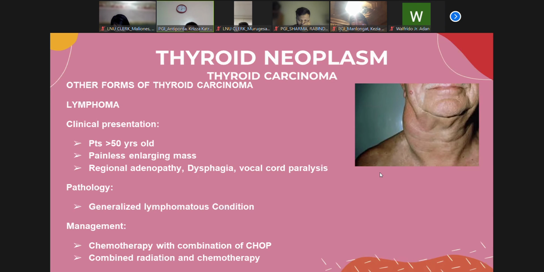The other forms of thyroid carcinoma will be reported by Clerk Sama. Doc Sama. Now let's move on to other forms of thyroid carcinoma.